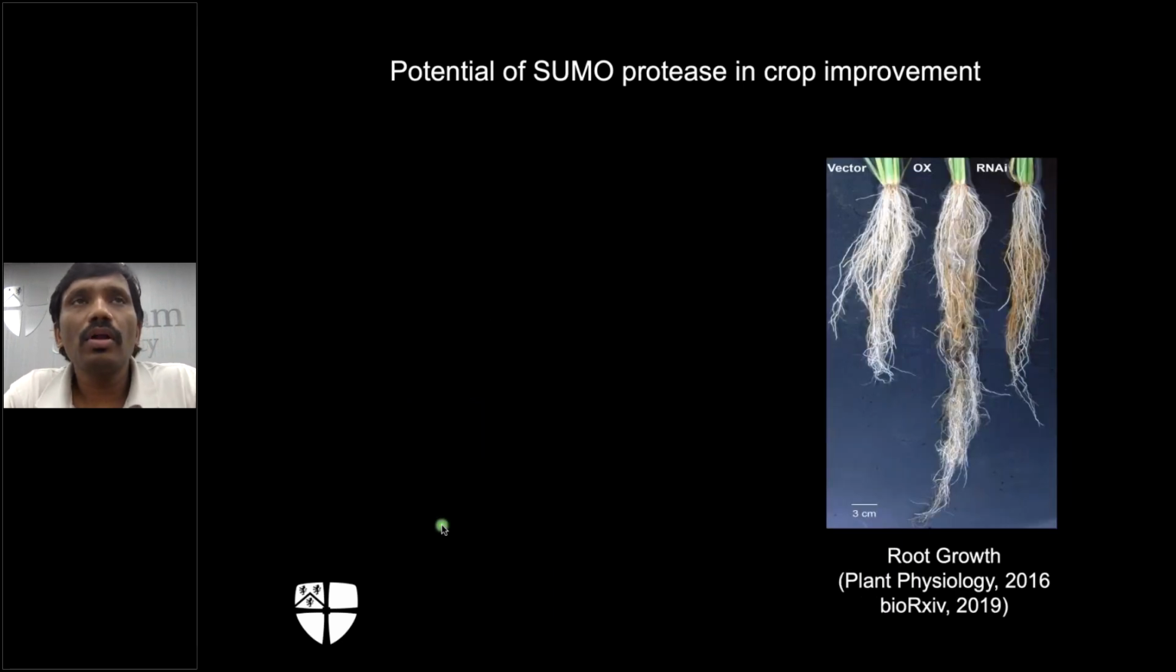Since we have all this information and data in Arabidopsis, we wanted to translate the knowledge into the crop system. Rice is an important crop, we all know that, and more than 50% of the world's population depends on rice. So we started looking at how SUMO proteases evolved in rice, and we have shown that when you modulate the activity of a specific SUMO protease, you get different types of root growth and development, and you can enhance root growth and development in rice plants as well.